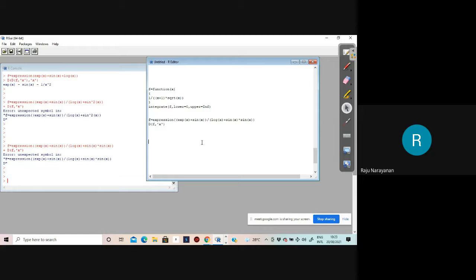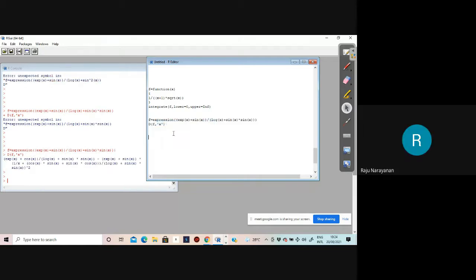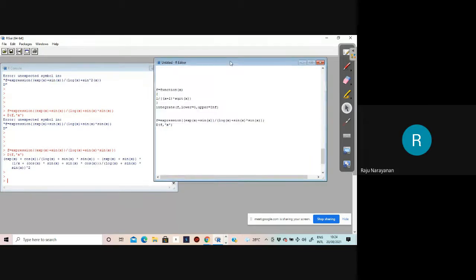Unexpected symbol. Where is the unexpected symbol? Exp x, sin x, log x plus sin x into sin x. There are 1, 2, 3, up to 15 brackets. Which one is not matched? Girish, tell me, which one I have to close or open? This one closed? Correct. Sir, f is a function, f is equal to a function. Expression. Yes, you got the answer.